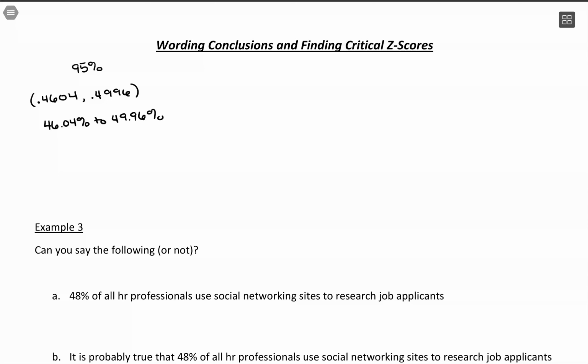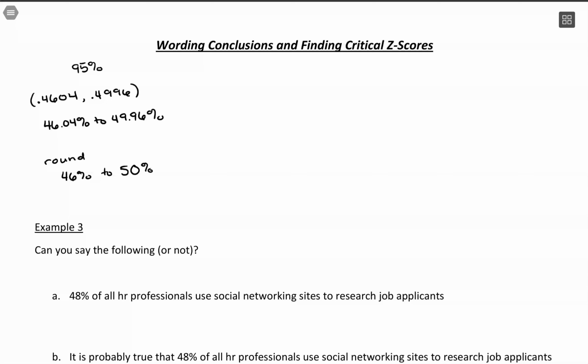What we're going to do in the wording below is round that. So we're going to round to 46% to 50% for our wording below. Again, in terms of calculation, you should show all your work and include these values of your confidence interval. But when you get to the sentence, if you want to round to whole numbers, that would be okay.